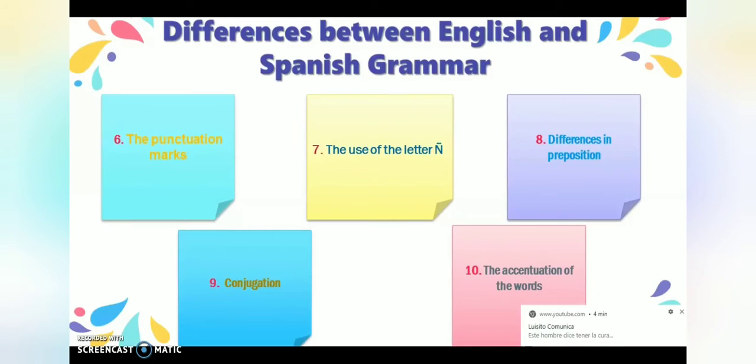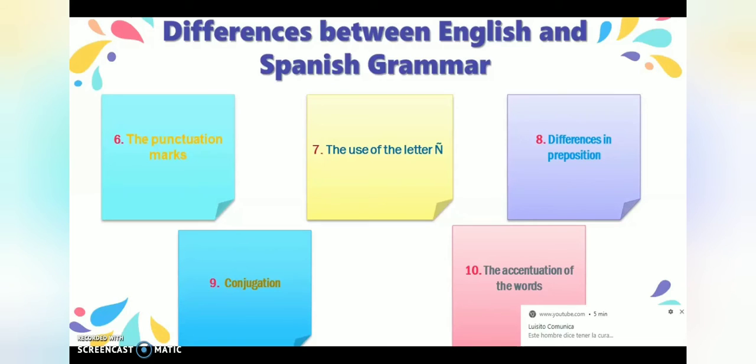We're going to continue to talk about the differences between English and Spanish grammar. The punctuation mark is one of the aspects that changes grammar from English to Spanish. In English, there is only punctuation at the end of the sentences. Meanwhile, in Spanish, we have to use punctuation at the beginning and at the end of the sentences. For example, in English: where are you from? What is your name? Where do you live? In Spanish: ¿cuál es tu nombre? ¿Dónde vives? ¿De dónde eres?